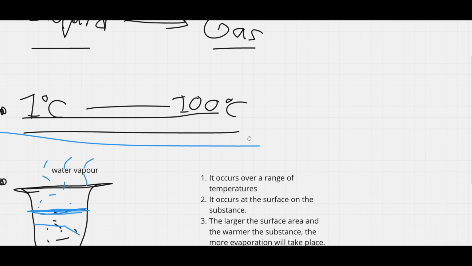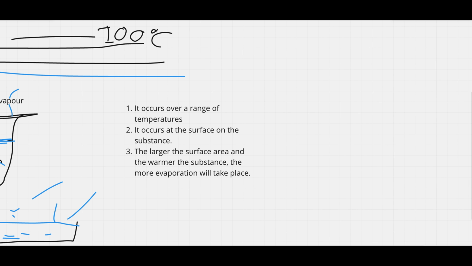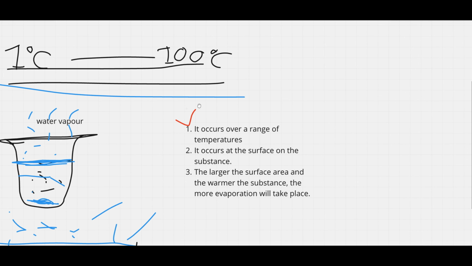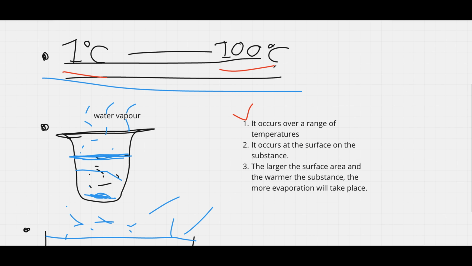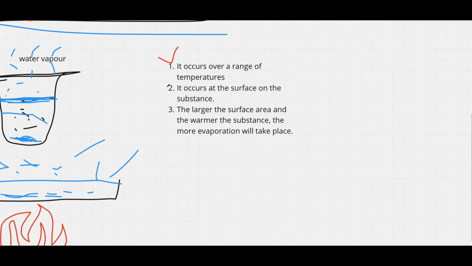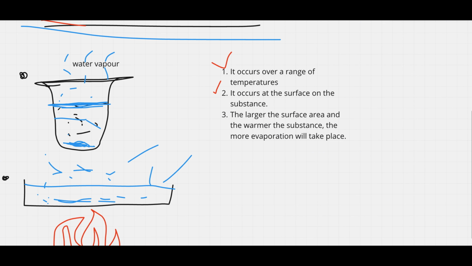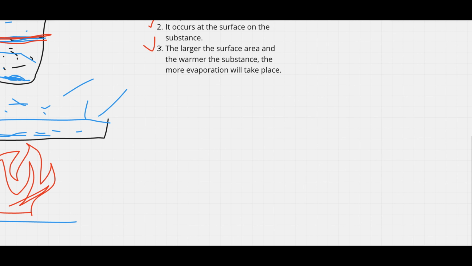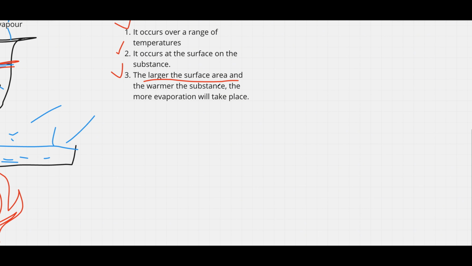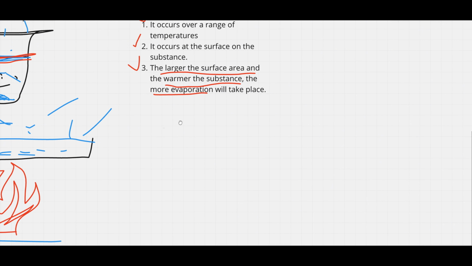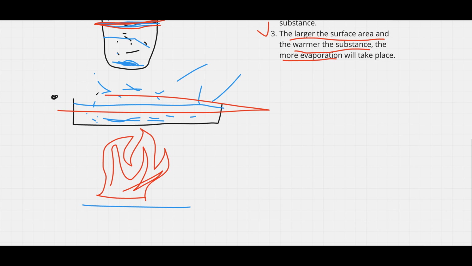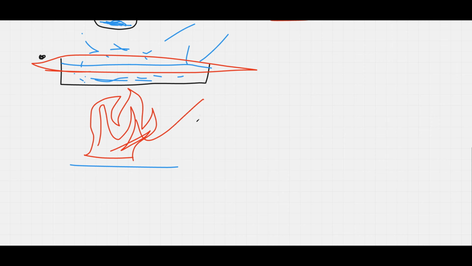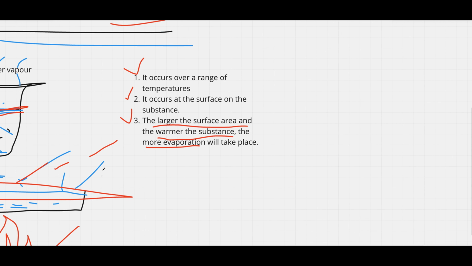Point number one, it occurs over a range of temperatures, 1 degree to 100 degrees Celsius, maybe. Number two, it occurs at the surface of the water in the beaker. Number three, the larger the surface area, then the warmer the substance, the more evaporation will take place. Large surface area, warmer substance, more evaporation. All right. Now let's get to boiling.